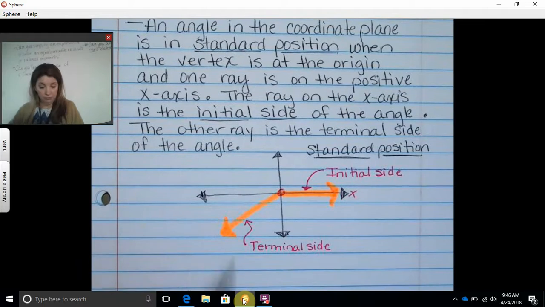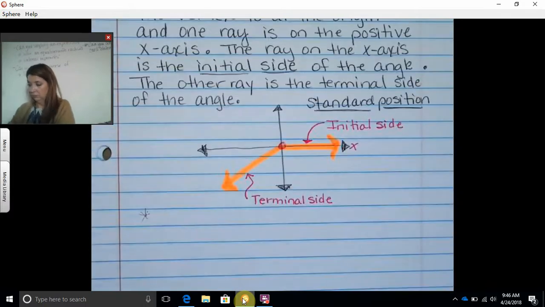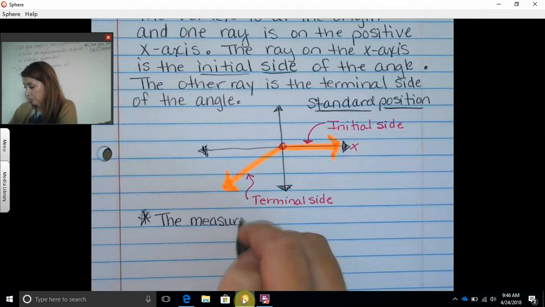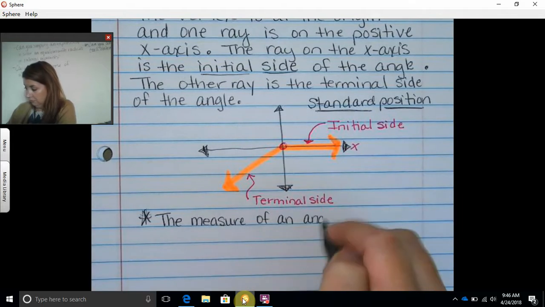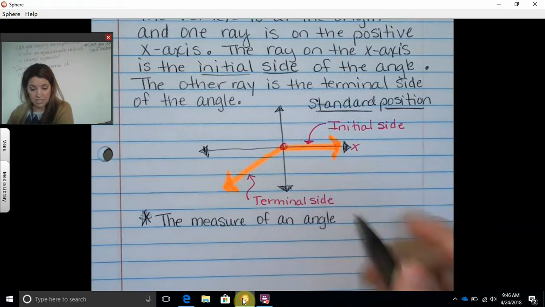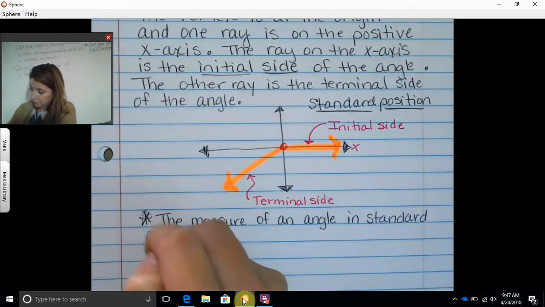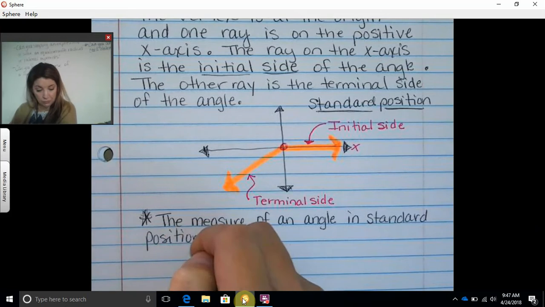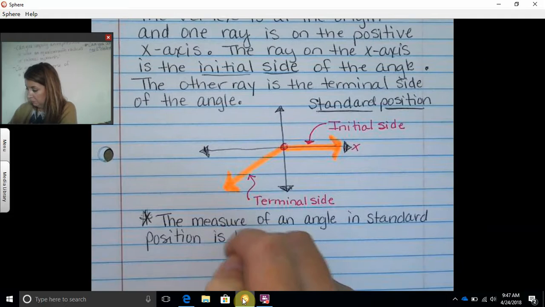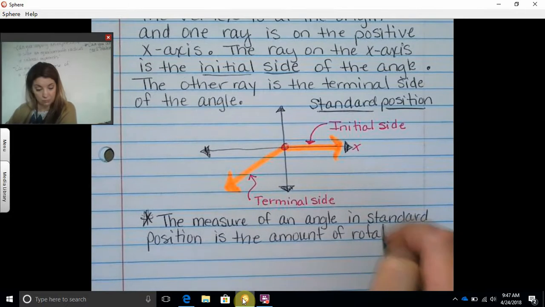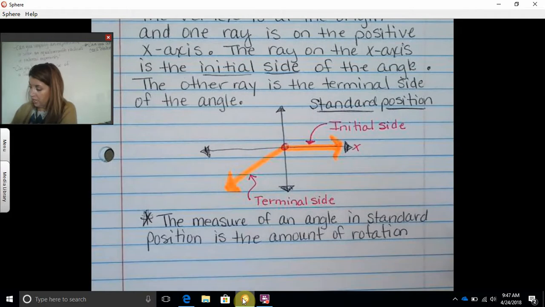So one more little thing for me to write here. The measure of an angle in standard position is the amount of rotation from the initial side to the terminal side.